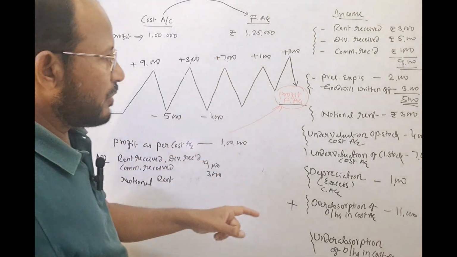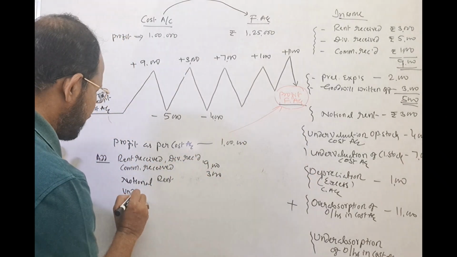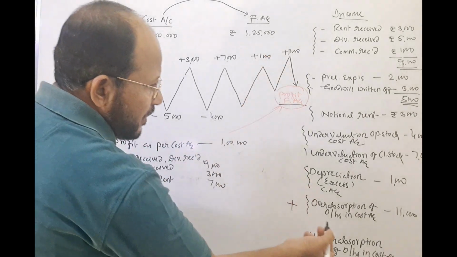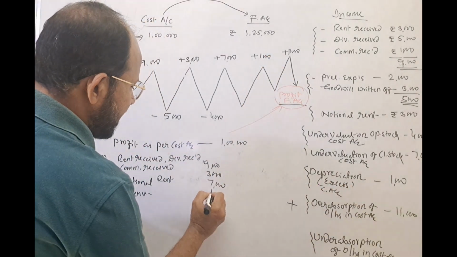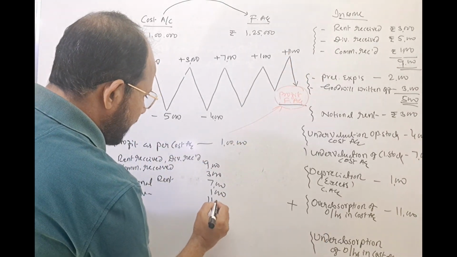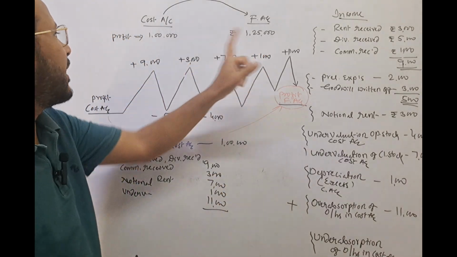Next one is 7000. What is this? Undervaluation of closing stock. Here I write undervaluation of closing stock, rupees 7000. Next one is rupees 1000. What is this? Depreciation, excess depreciation, 1000. Next one is over absorption of overheads, rupees 11000. These are the figures which are to be added.